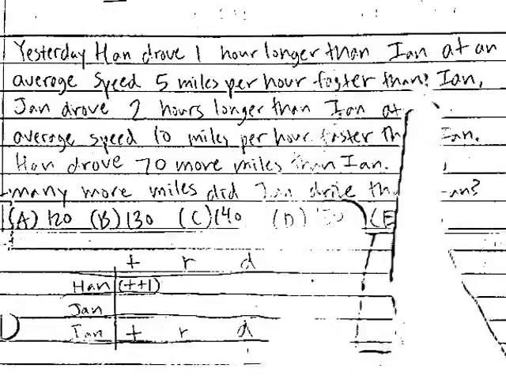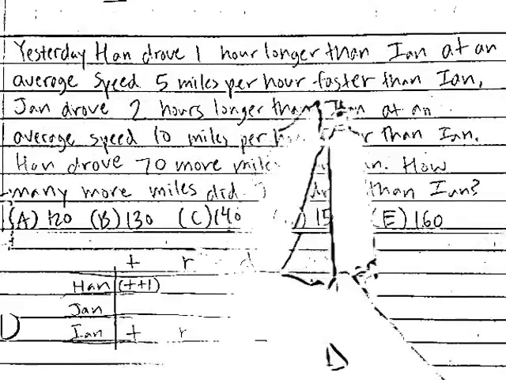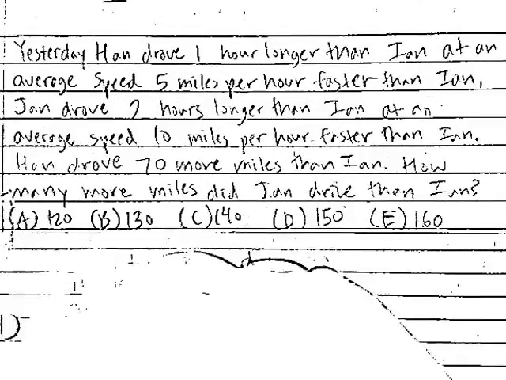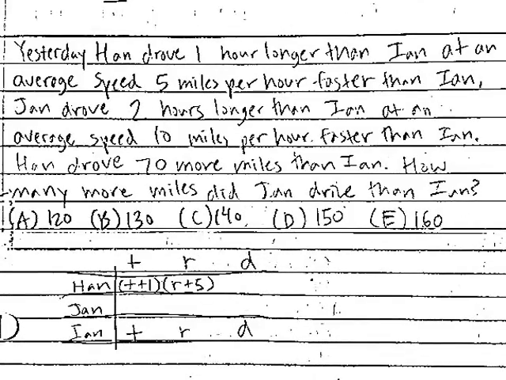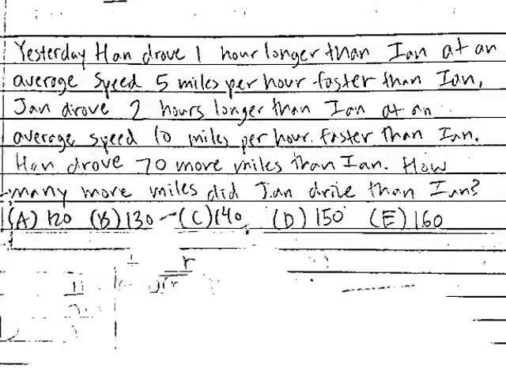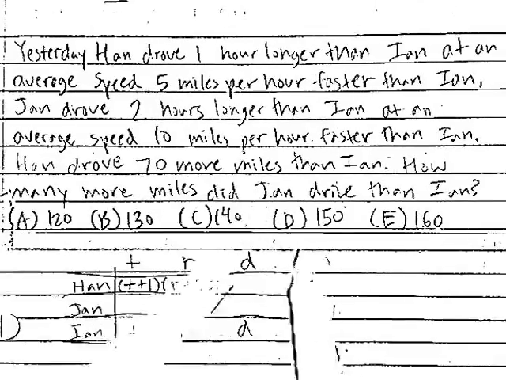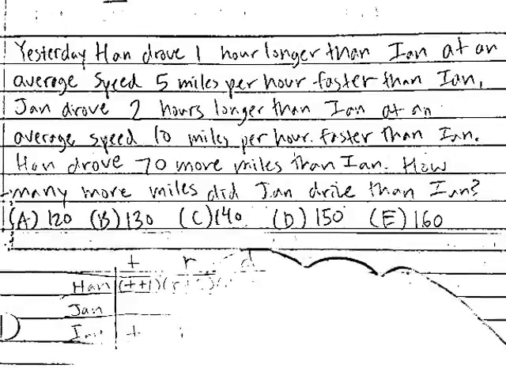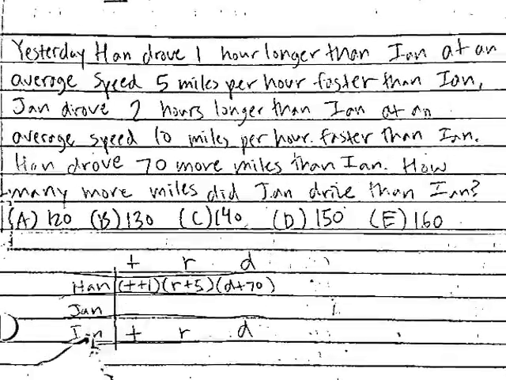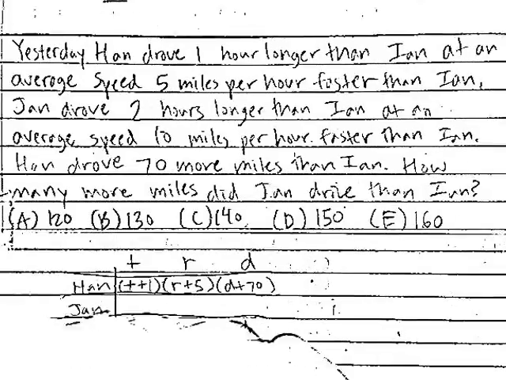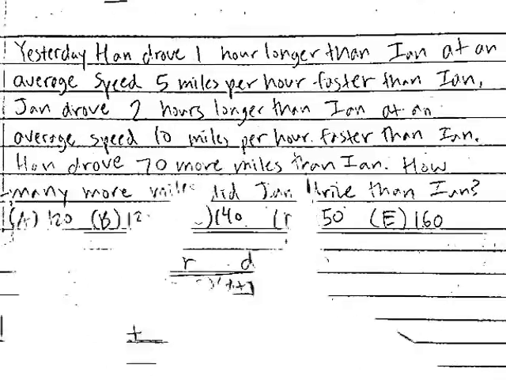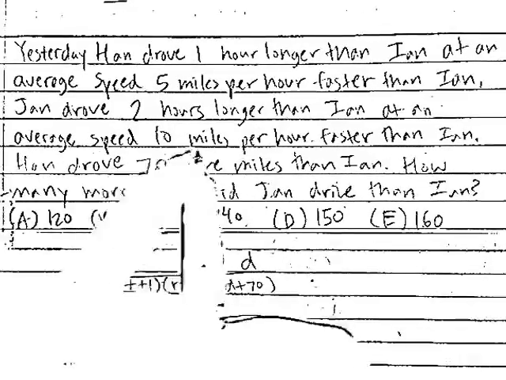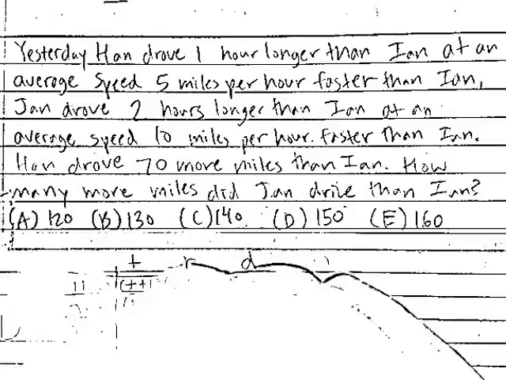And at an average speed of 5 miles per hour faster than Ian. So the rate is R plus 5 because it's 5 miles per hour faster. And the distance, we know Han drove 70 more miles, so D plus 70. And then for John, we will have T plus 2 because it's 2 hours longer than Ian. The rate is 10 miles per hour faster, so it's R plus 10.